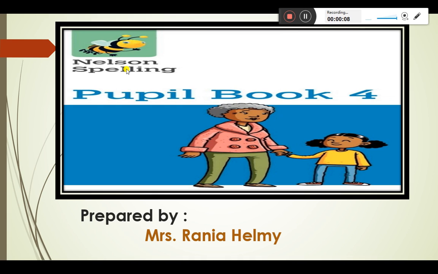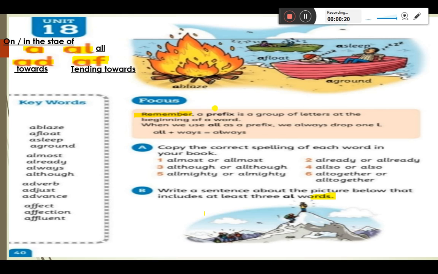Today we are going to have spelling, so I want you to get ready with your Nelson spelling book, Pupils' Book 4, and let's start. Today we are going to have Unit 18, page 40, so I want you to get ready with your books and open page 40. We are still talking about the topic of prefixes.